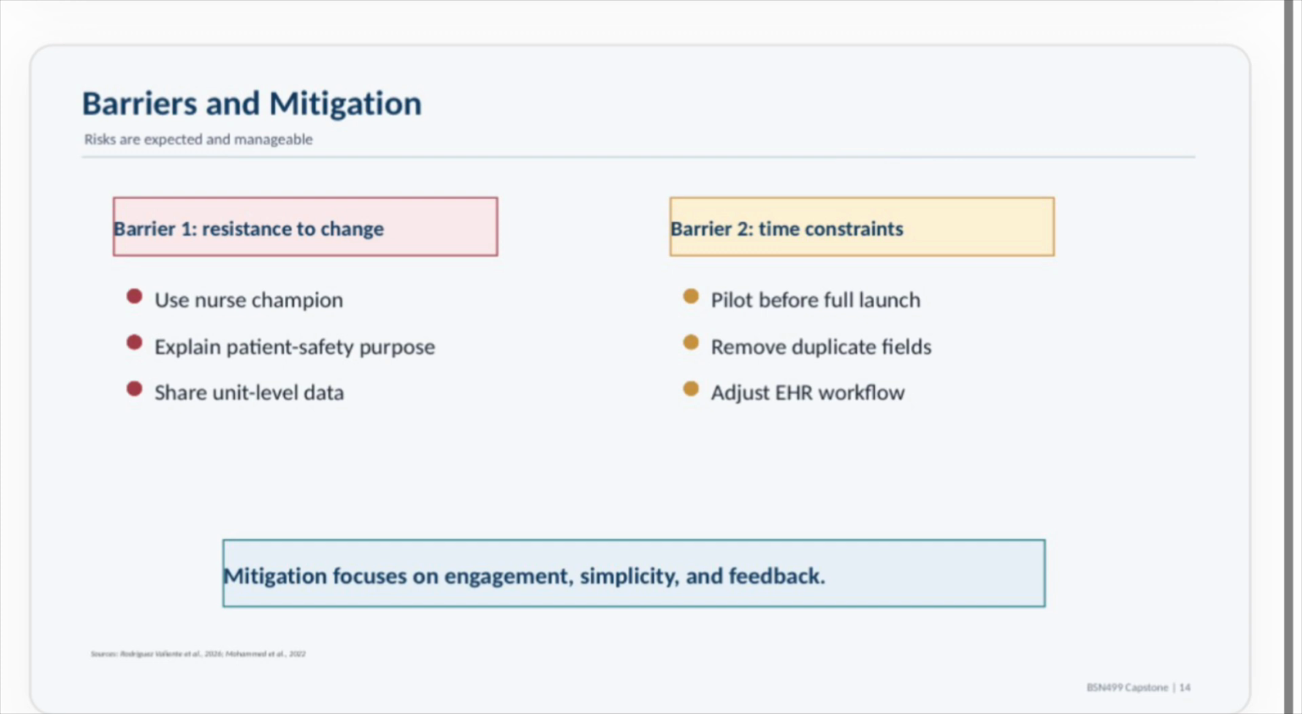The second barrier is limited time and poor workflow integration. A standardized protocol can fail if it duplicates existing fields or does not follow the sequence of the patient assessment. Muhammad et al. demonstrate that assessment workflow affects time and efficiency. The mitigation plan is to pilot the protocol before full implementation, remove duplicate fields, arrange the checklist in assessment order, and use audit findings to refine the workflow. A nurse champion and active leadership support will be important throughout the pilot.